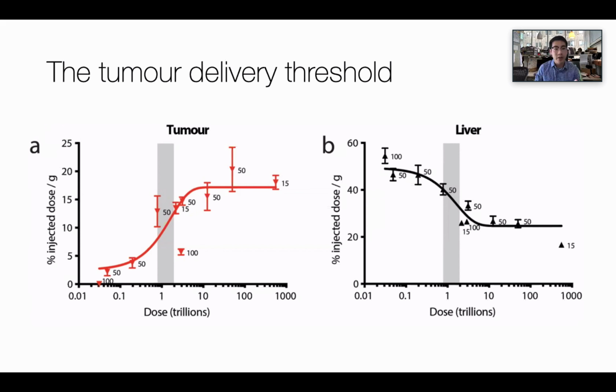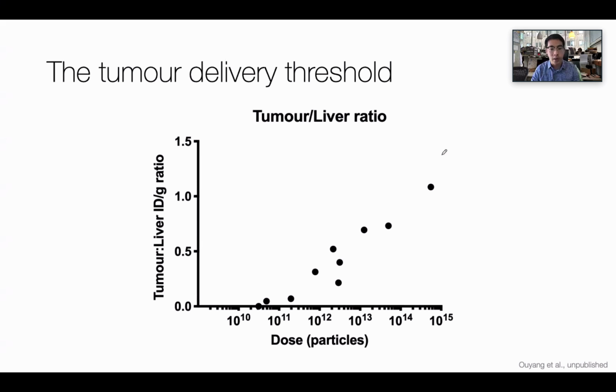And we can get a bit of a better understanding of this if we take these two points and we divide them by each other to create a tumor to liver ratio, kind of like an index, right? The tumor goes up, the liver goes down. And what we see is that it's quite clear now, right? We start to see a log linear relationship where at low doses, you get very minimal accumulation in the tumor. Most of it is in the liver. And somewhere around this trillion threshold, we start to see this increase.